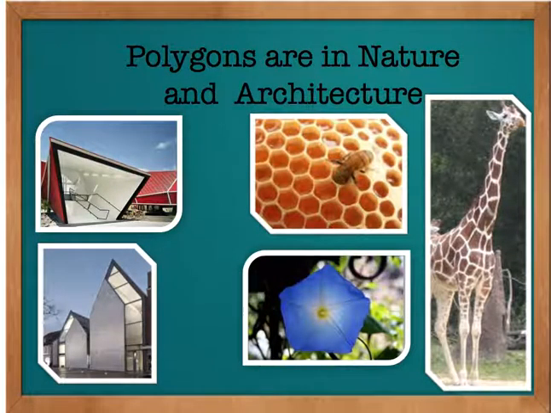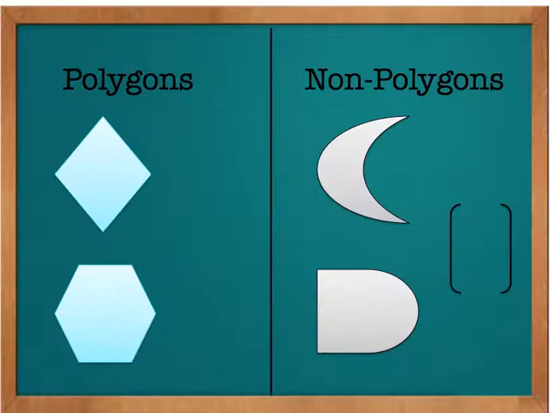Polygons are all around us. They are broadly used in architecture, such as in buildings and sculpture. We also see polygons in nature. For example, honeycombs are in the hexagonal shape. Sunflowers are in pentagonal shape. Interestingly, the giraffe's prints on its skin are in irregular pentagonal shapes.